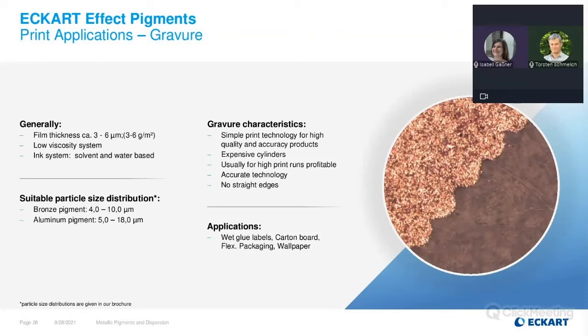Gravure characteristics are: it's a very simple technology for high quality and accurate products. The cylinder making, however, is expensive. Therefore, gravure printing is usually only profitable for high print runs. And it's an accurate technology with a trend now to finer screen rulings in order to reduce the amount of ink to be applied. This also means for the metallic pigments that finer particles have to be used in order to achieve the same opacity with a reduced deposition of ink.